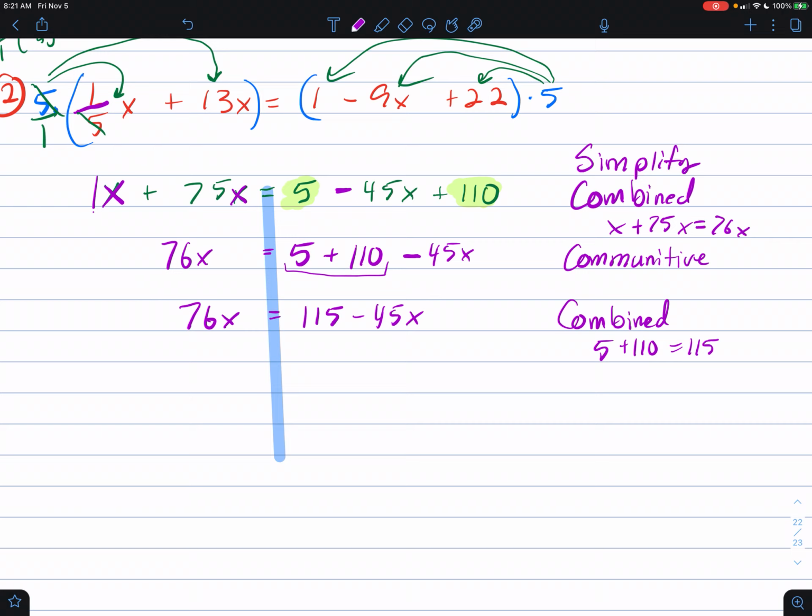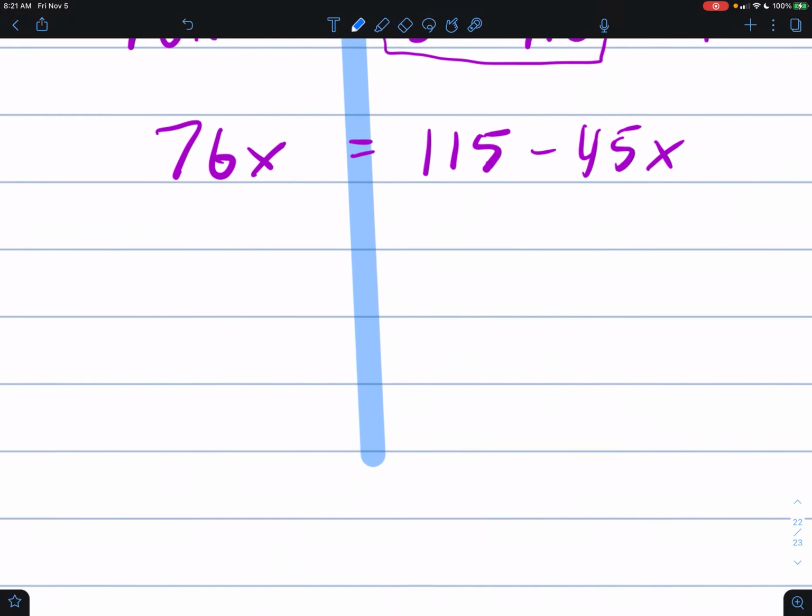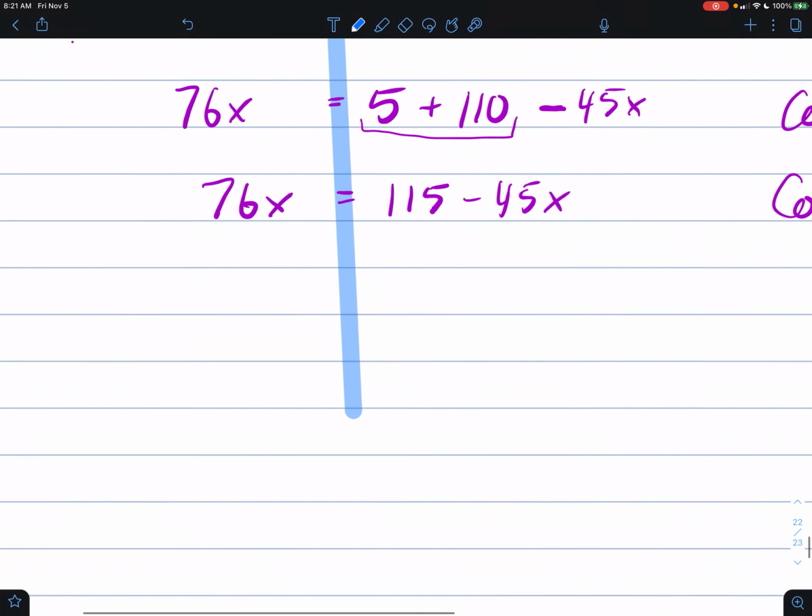Not every problem needs to be simplified, but most of the time they do. So I've combined like terms, I used the commutative property to rearrange, and then I combined like terms one more time. Now that everything has been combined, I have no more like terms, I can start solving.